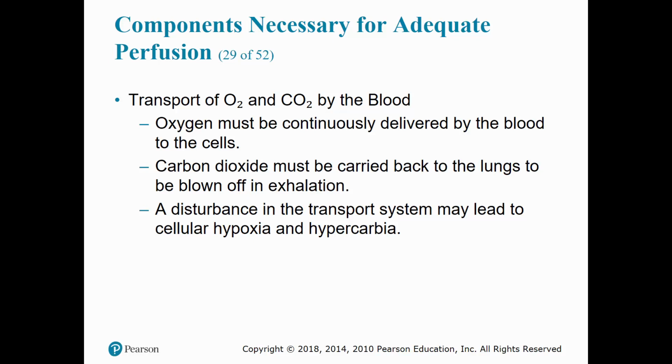Oxygen must be continuously delivered by the blood to the cells for normal cellular metabolism to occur. Carbon dioxide, a byproduct of aerobic metabolism, must be carried back to the lungs to be blown off in exhalation. A disturbance in this transport system may lead both to cellular hypoxia, a lack of oxygen available to the cells, and to hypercarbia, a buildup of carbon dioxide in the blood. Both hypoxia and hypercarbia pose problems for normal cellular function and stability.